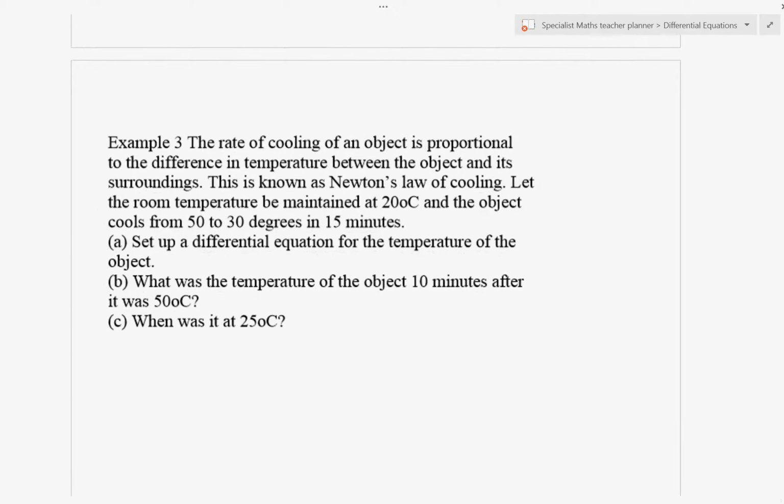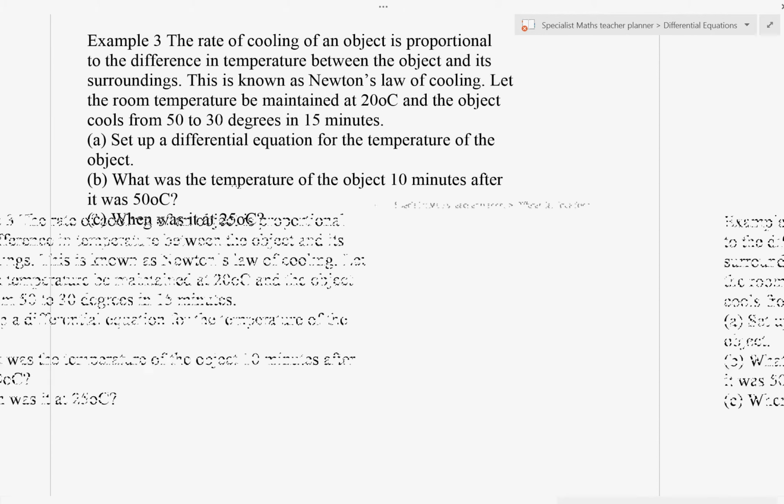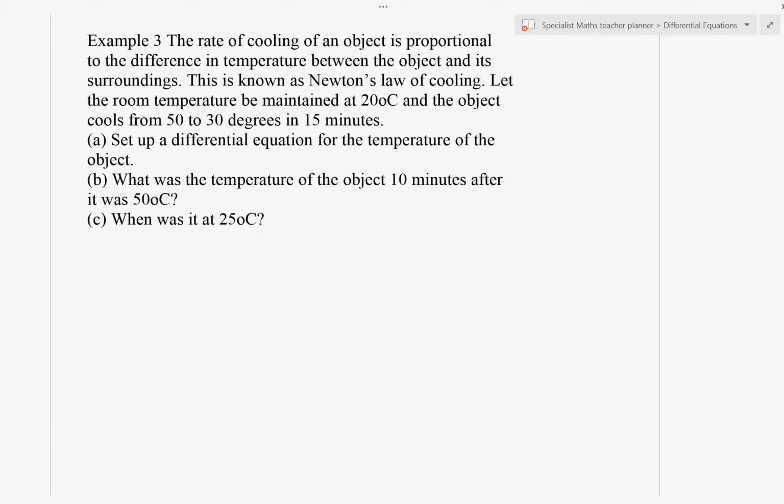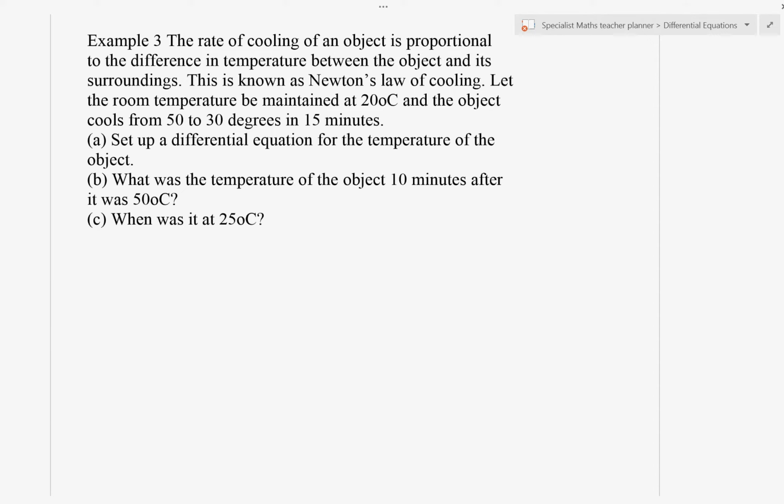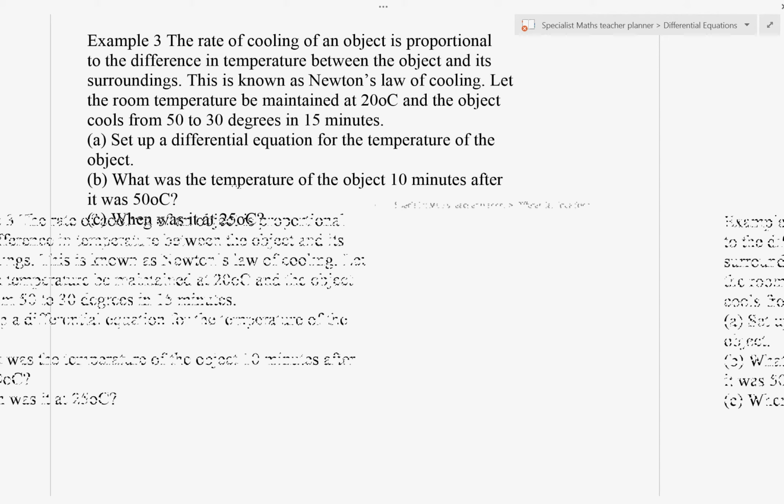This time we're going to go to the next one, and this is a really good example because good old Newton did a lot of things, including work around thermodynamics, which is Newton's law of cooling. Now let's have a look. We don't need to be told the formula for Newton's law of cooling. It's in your textbook as well, and it's in exams. We're going to look at some questions relating to this. The rate of cooling of an object is proportional to the difference in temperature between the object and its surroundings.